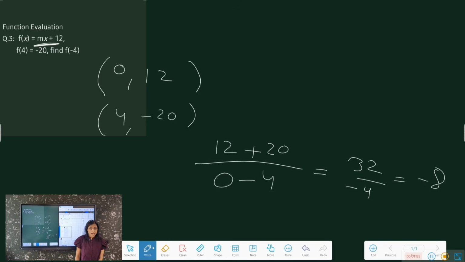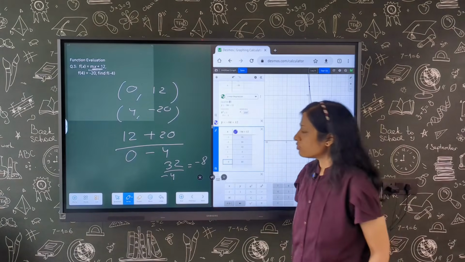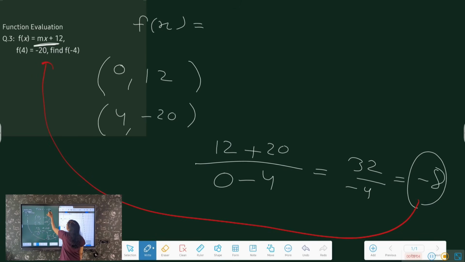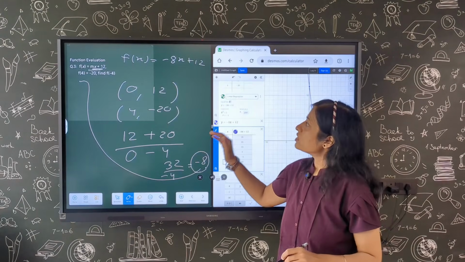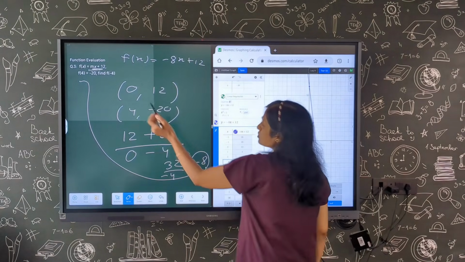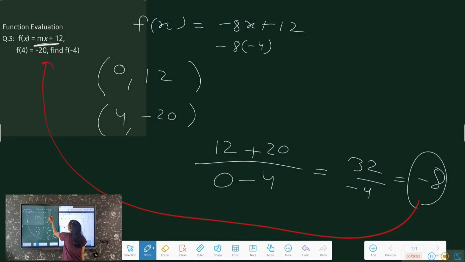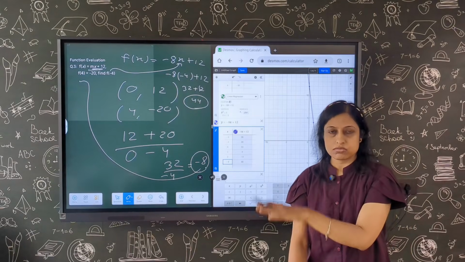So after finding m, which is our missing variable, what will we do? We will substitute this minus 8 in this equation. So it will become f of x is equal to minus 8x plus 12. Input is minus 4 and they are asking for the outcome. So simple, substitute the value of x as minus 4. Minus 8 times minus 4 plus 12. 32 plus 12. And the result is 44. The same question can be done with the manual method.